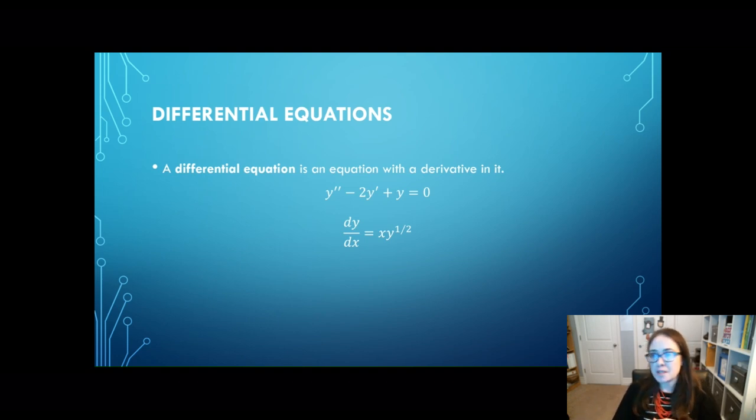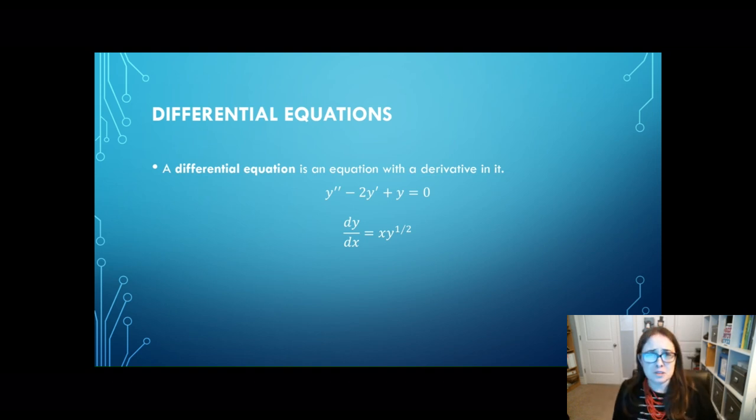So I have a couple examples here. This first one, y double prime minus 2y prime plus y equals 0. It has a first derivative and it has a second derivative in it, making it a differential equation. The second example, I use the different derivative notation, dy/dx equals x y to the 1/2. Also another example of a differential equation.